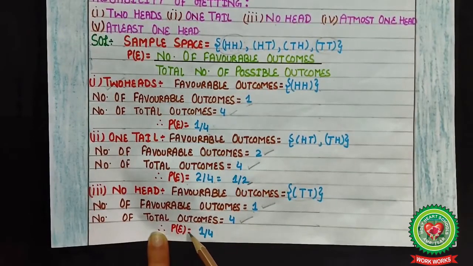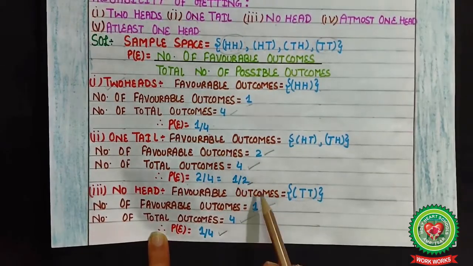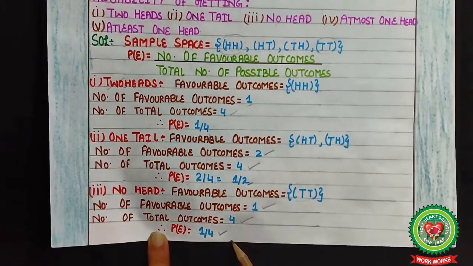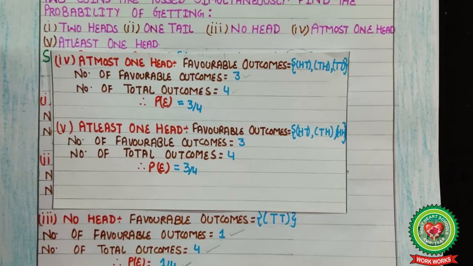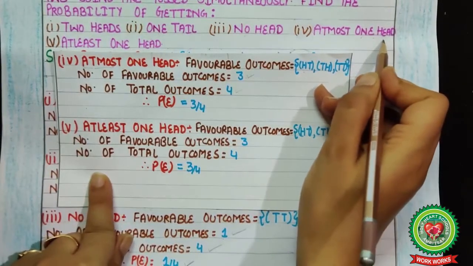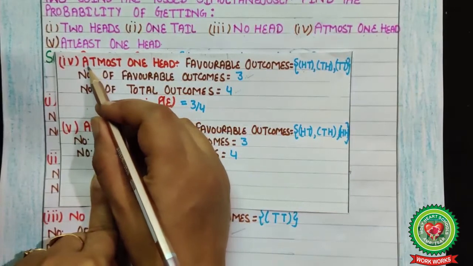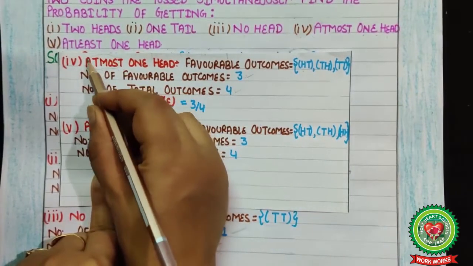So therefore P of E is equal to 1 upon 4. So this is part number 3. Now move to the fourth part, that is at most one head. Students, before starting with this part, firstly let us understand the meaning of the word at most.